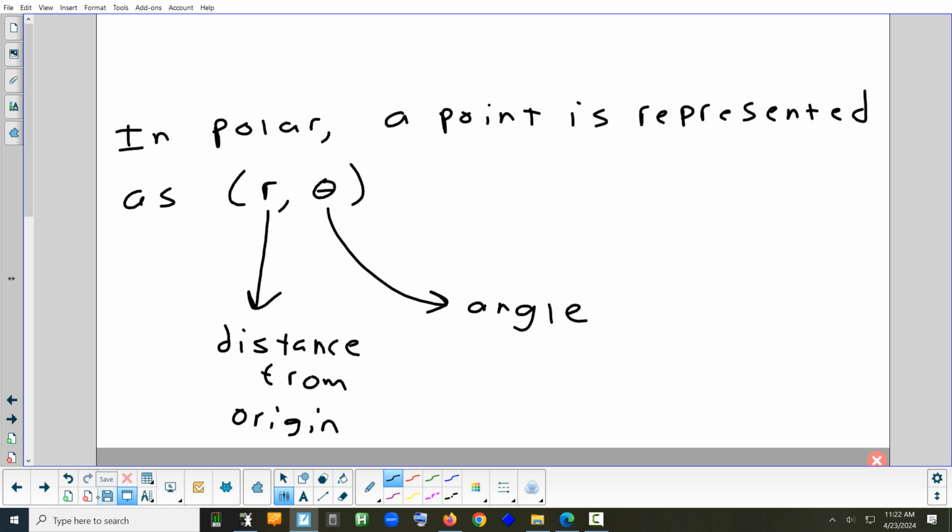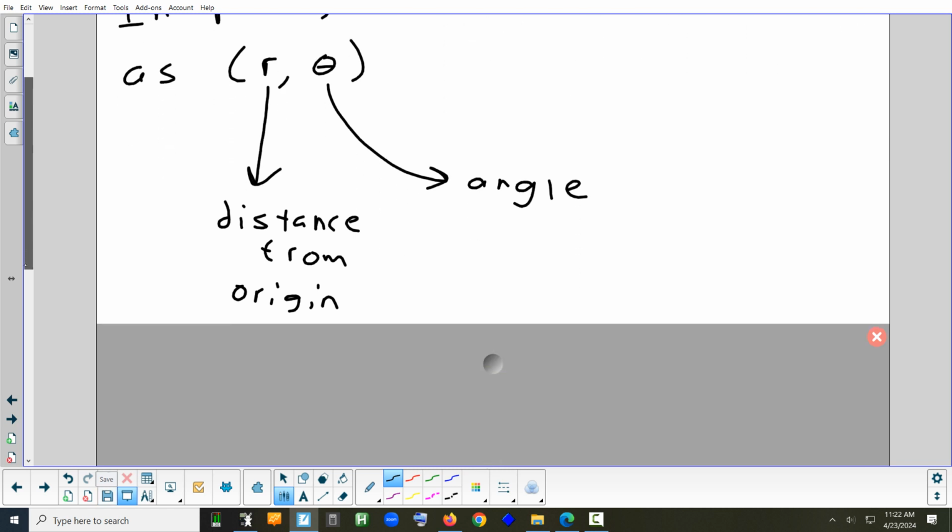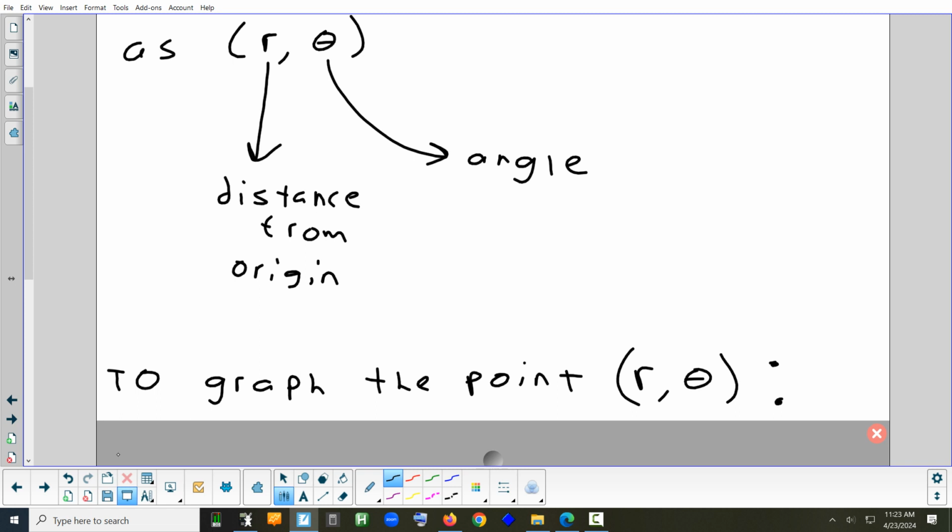So there are different cases we can have. We can have positive r, positive theta, negative r, positive theta. So what we want to do is look at what happens when we have positives and negatives. Which way do we go? Okay, so r is the distance from the origin or the pole, and theta is an angle. So how do you graph a point? Well, the first number that you look at when we're graphing a coordinate in polar is r. That's the first number. We're going to look at theta after. You do r first.